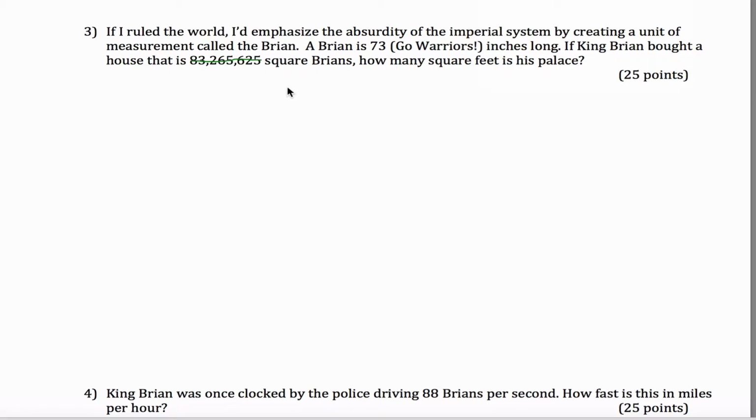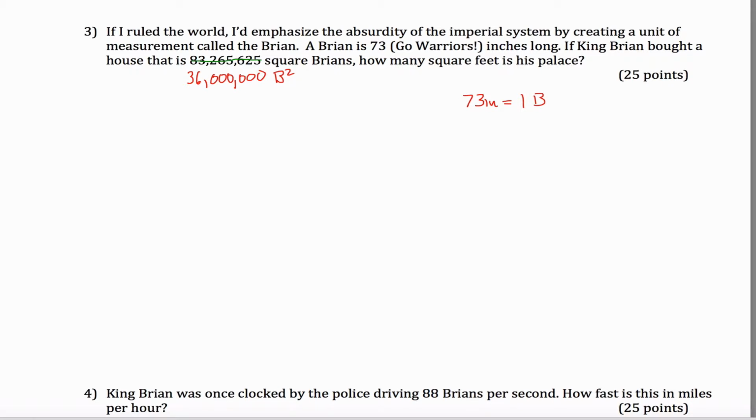Okay, this next page we're moving on to a new topic. We're talking about converting here, and I'm actually going to change this problem. I'm going to make it 36 million square Bryans. So what's going on is I buy this house. It's 36 million square Bryans. I want to know how many square feet this thing is. And all that you know is that a Bryan is 73 inches long. In other words, 73 inches equals 1 Bryan.